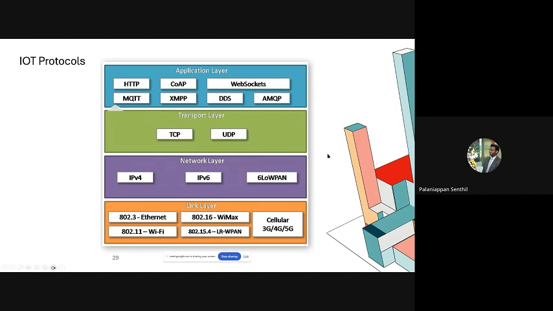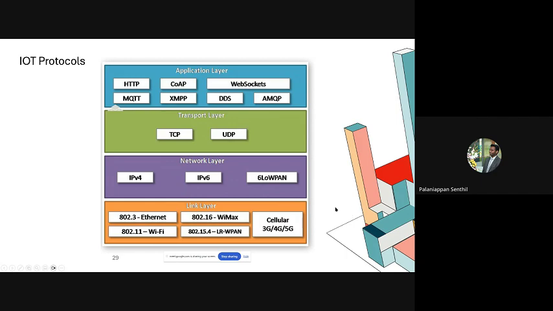So finally, the application layer, which is our layer 6, where the data interpretation happens, right? This layer uses communication technologies like HTTP, which is the common wide one, CoAP, which is the Constrained Application Protocol for machine-to-machine language, WebSockets, MQTT, XMPP, which is the Extensible Messaging and Presence Protocol, DDS, which is Data Distribution Service, and AMQP. So these are all other communication protocol technologies that the application layer of IoT uses.